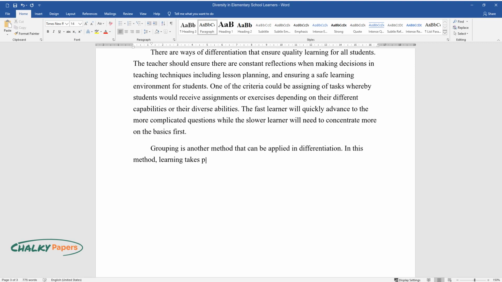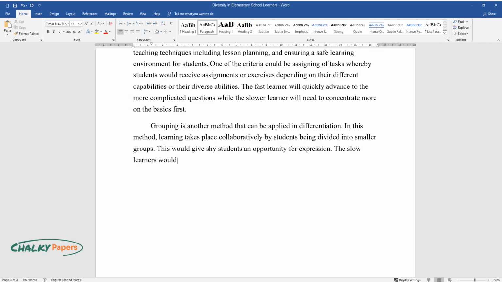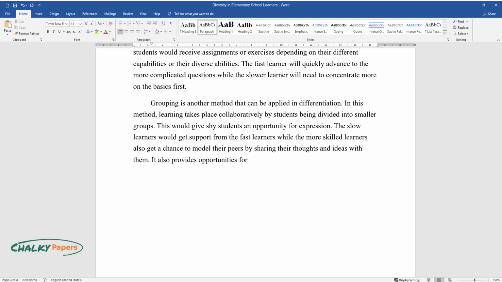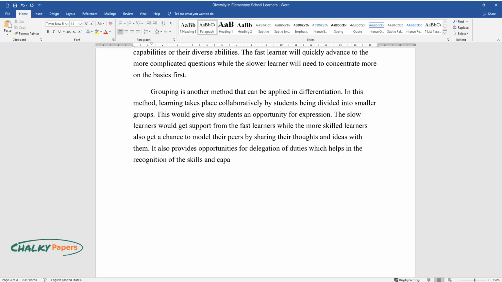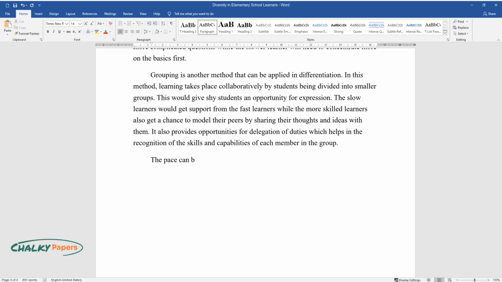In this method, learning takes place collaboratively by students being divided into smaller groups. This would give shy students an opportunity for expression. The slow learners would get support from the fast learners, while the more skilled learners also get a chance to model their peers by sharing their thoughts and ideas with them. It also provides opportunities for delegation of duties, which helps in the recognition of the skills and capabilities of each member in the group. The pace can be used as another avenue for differentiation.